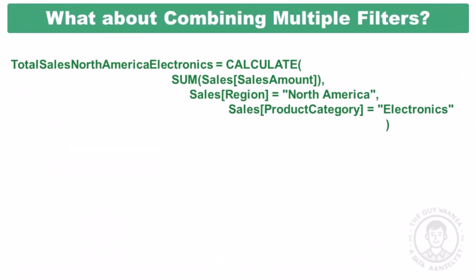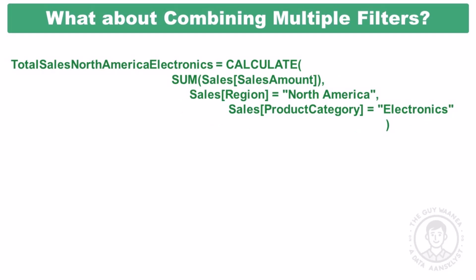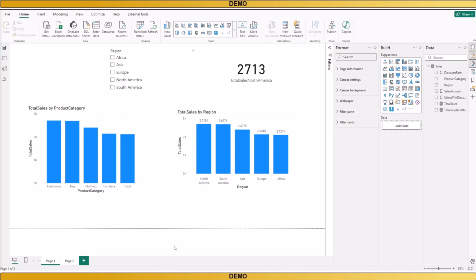What about combining multiple filters? You can combine multiple filters in the calculate function, as you can see in this DAX syntax example. The calculate function allows you to refine your data analysis by combining multiple filters. For example, to find the total sales amount for electronics in North America, you can write a formula like this.